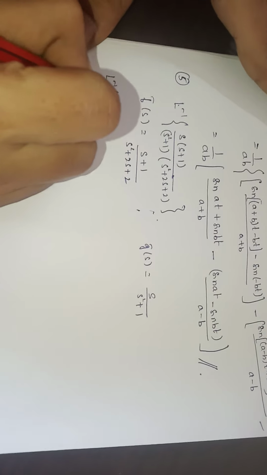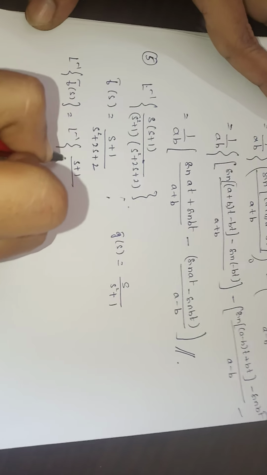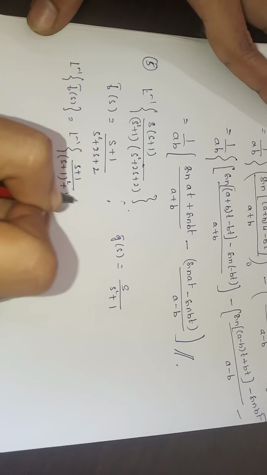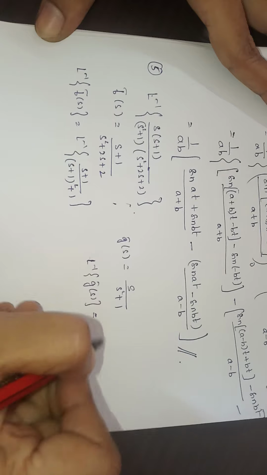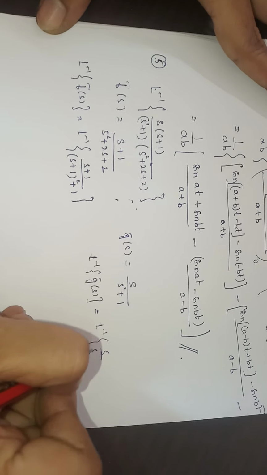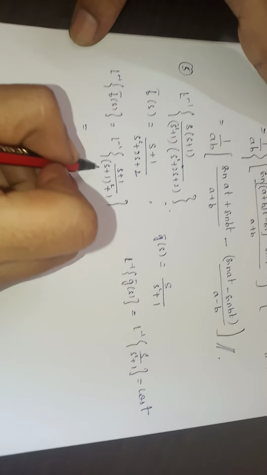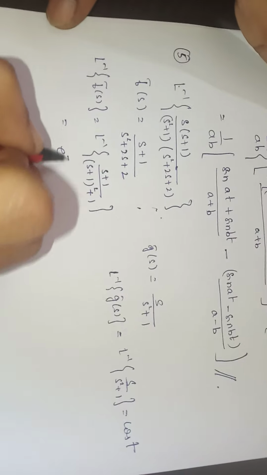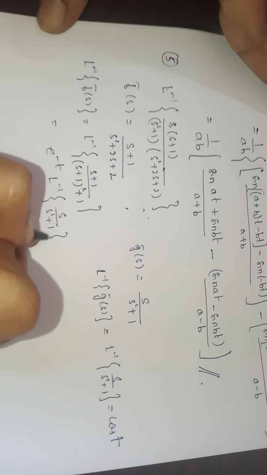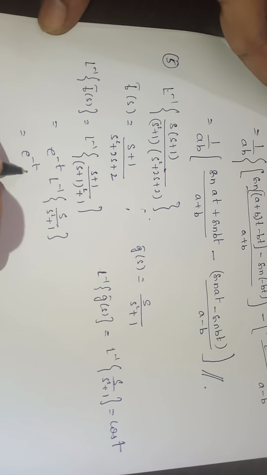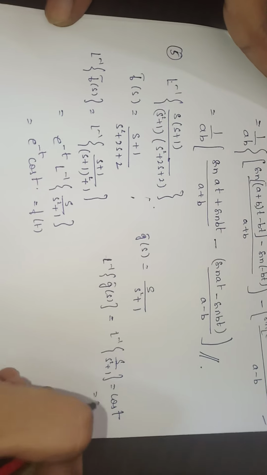Laplace inverse of f bar of s will be now Laplace inverse of s plus 1 by s plus 1 whole square plus 1, and your Laplace inverse of g bar of s will be Laplace inverse of s by s square plus 1, which is nothing but cos t. First you should apply the shifting property. So by shifting property, it is e to the power minus t Laplace inverse of s by s square plus 1, so it is e to the power minus t into cos t. So this is your f of t and this is your g of t.